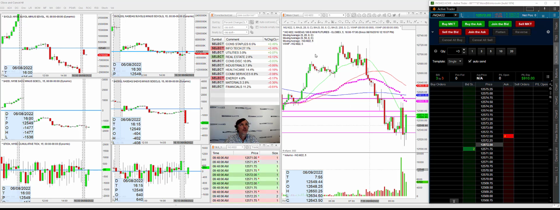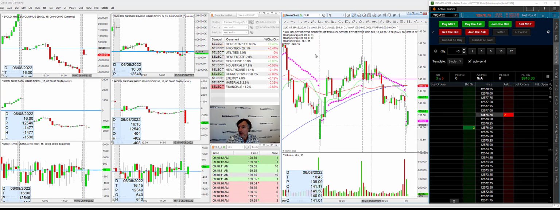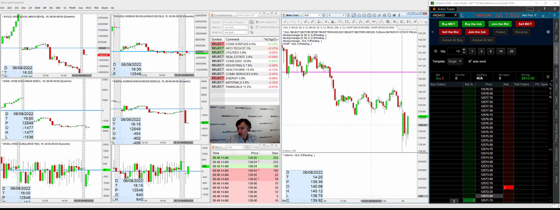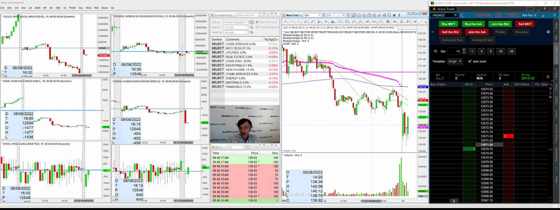And notice that we saw the setup because we saw the XLK really quickly, we got a heads up that the XLK was turning. XLK is going to take ES higher, but it also has an even bigger relationship on the NQ because the NQ is so tech heavy.